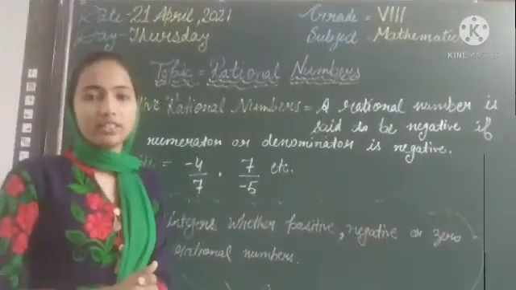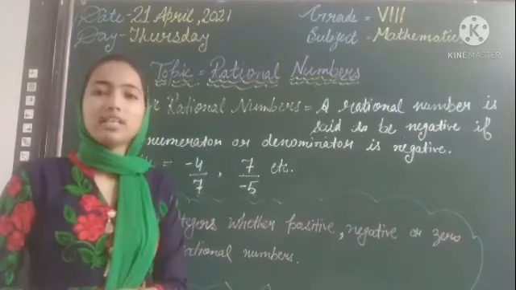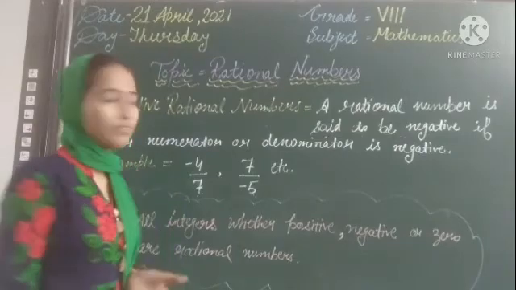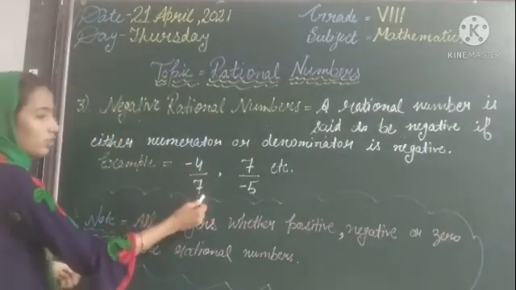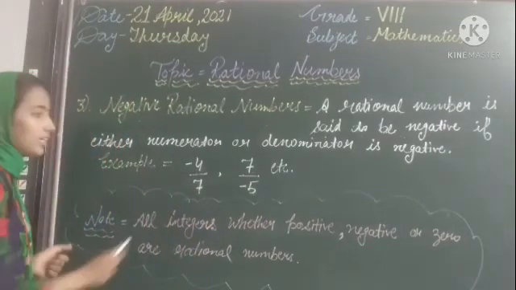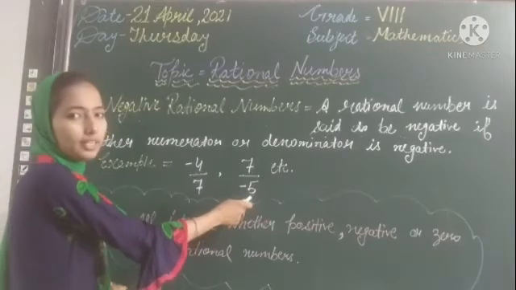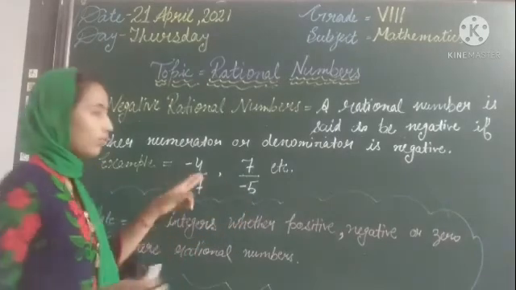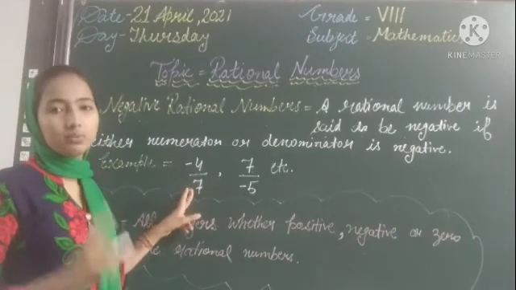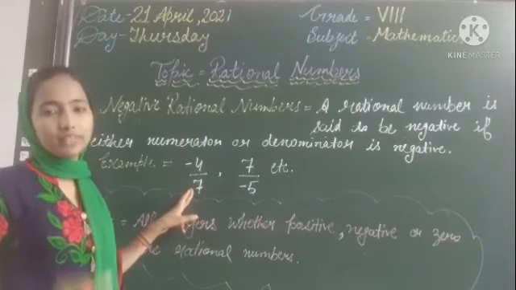Next, come to the third definition, that is negative rational numbers. A rational number is said to be negative if either the numerator or denominator is negative. For example, minus 4 over 7 and 7 over minus 5. You can see here the numerator is negative and in the second example the denominator is negative. Or we can say if one of these two, numerator or denominator, is negative and the second one is positive, then the rational number is called a negative rational number.